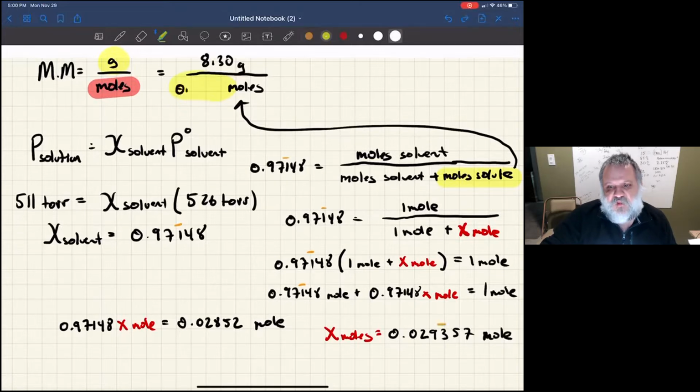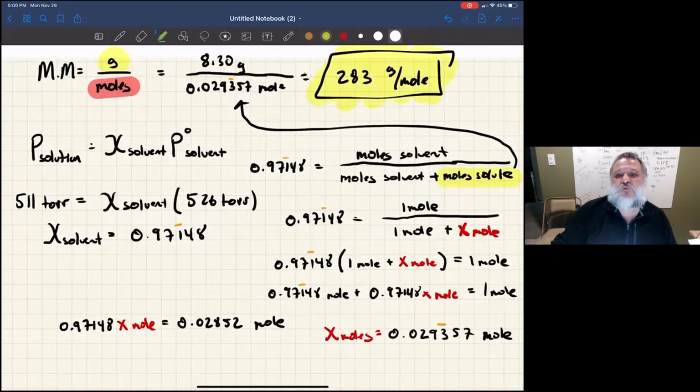So I can go ahead and take that to 3 sig figs, put that back in as my denominator, do the division, and I get 283 grams per mole. That's the molar mass of my solute. That's my final answer.